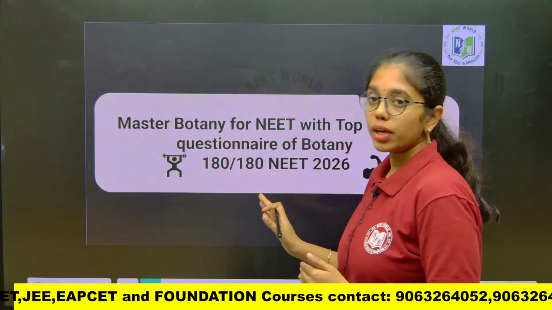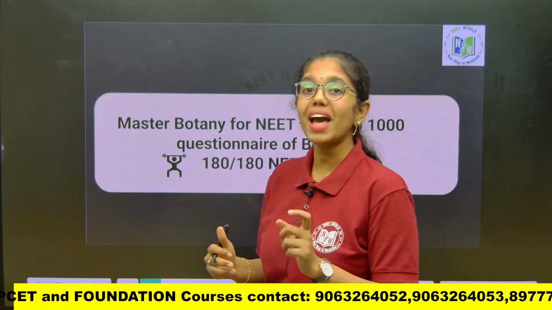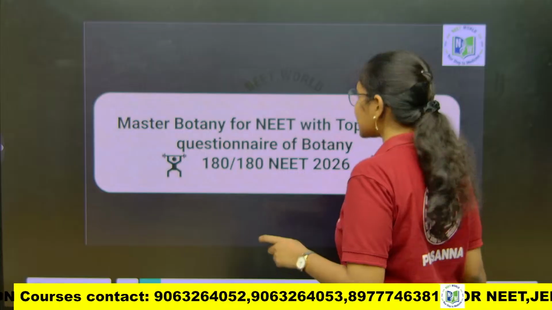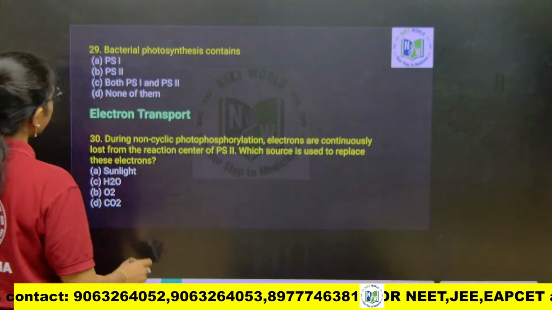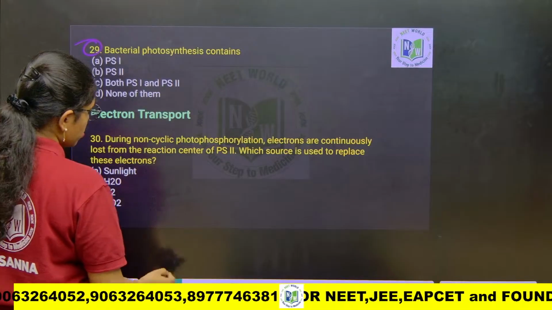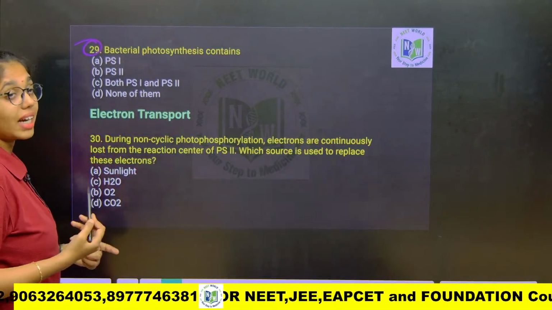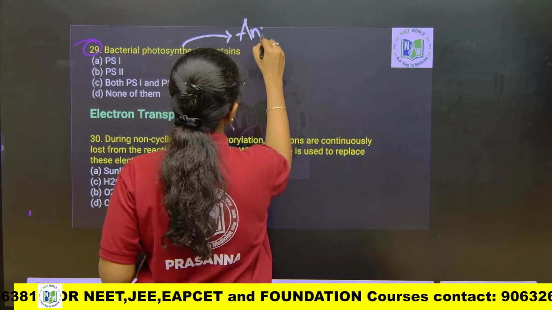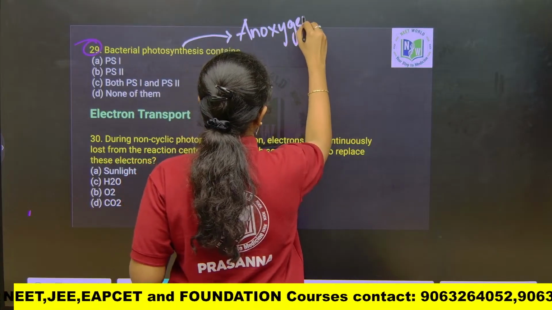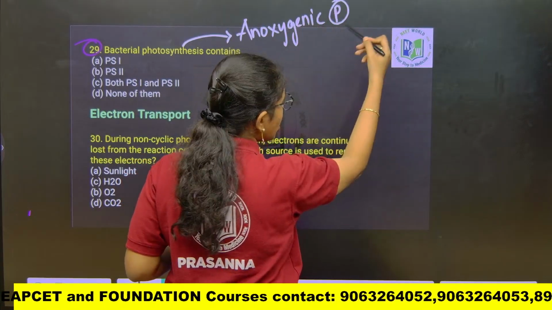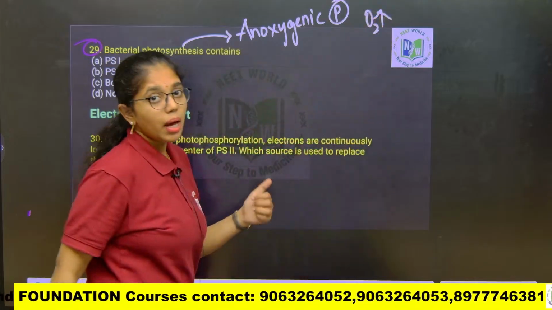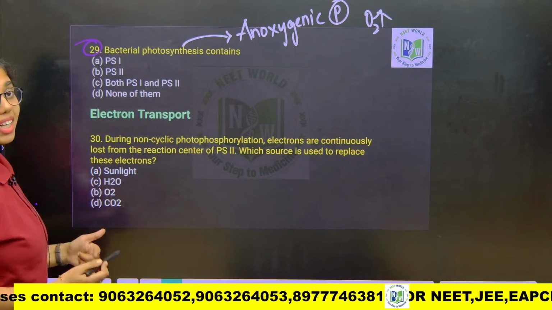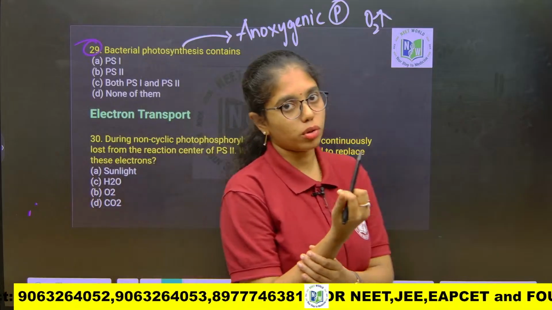Today we are going to exercise the rest of the questions from the electron transport system of the chapter photosynthesis in higher plants. So, yes, let us get started without any delay. First question: bacterial photosynthesis contains what? Bacterial photosynthesis is also called anoxygenic photosynthesis, because no oxygen is evolved from it. And one more important question: what is the electron donor of bacterial photosynthesis?